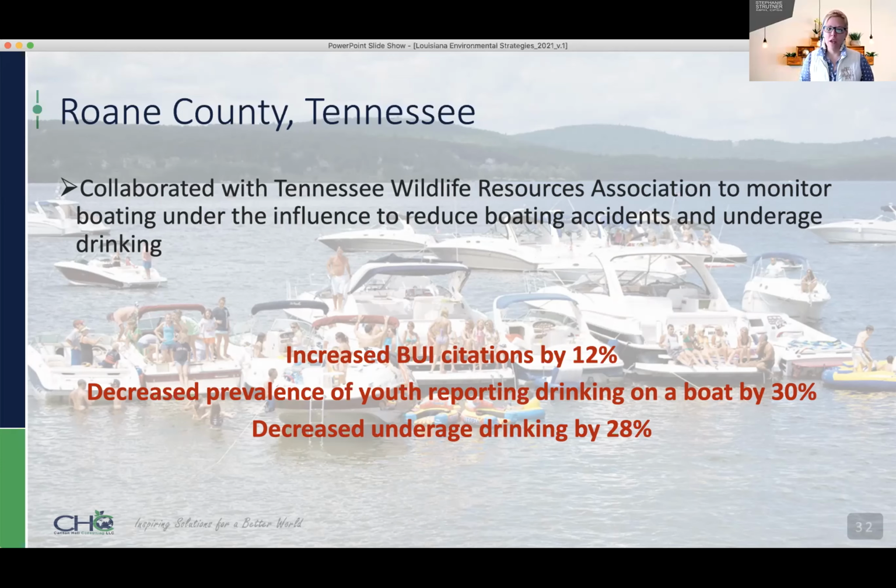And so they initially increased the boating under the influence citations, one, because it was being monitored. So ultimately in the long run, they will decrease those citations, but initially, because it wasn't being enforced before, they increased. They decreased the prevalence of use reporting drinking on a boat by 30%, and they decreased underage drinking by 28%.